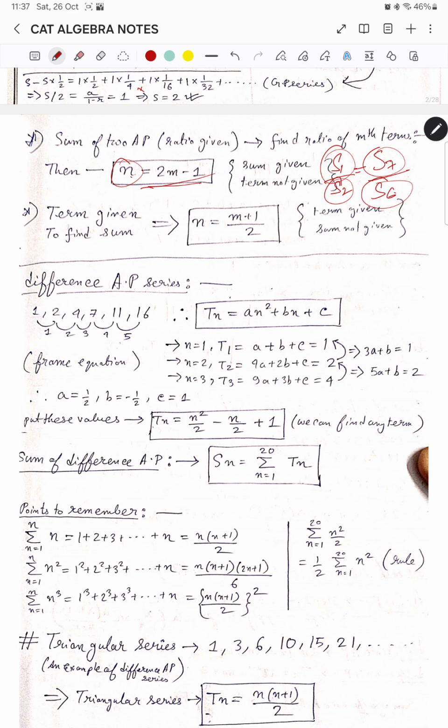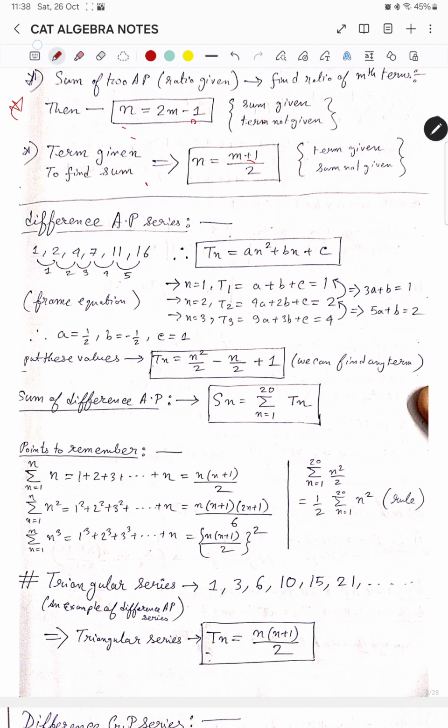Then you can find it: when the sum is given and the term is not given, you can put n equals 2m minus 1. And when the term ratio t1 by t2 is given and S1 by S2 is asked, then put m equals (n plus 1) by 2. Okay, this was one of the properties very useful in CAT.